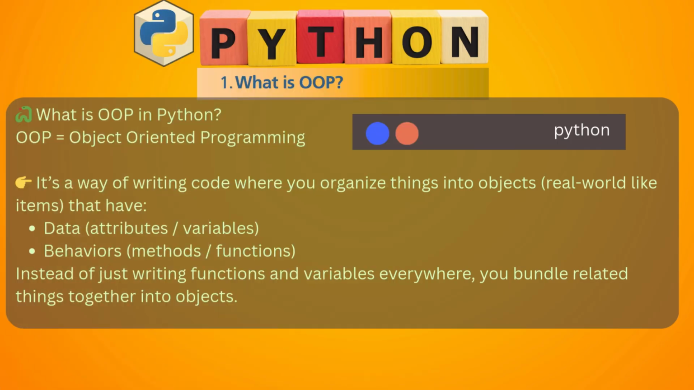First topic, what is OOP? OOP is nothing but object oriented programming. It is a way of writing code where you organize things into objects. In the real world, items have their own data, which is nothing but attributes or variables. Second one is behaviors, which use methods or functions. Instead of just writing functions and variables everywhere, you bundle related things together into objects. That's where the OOP concept comes in Python.